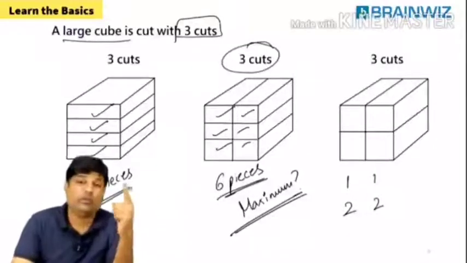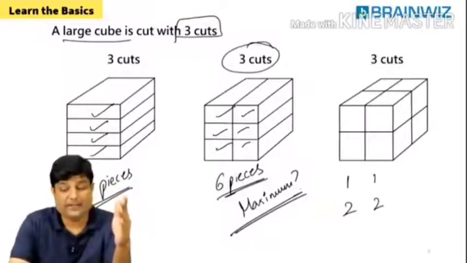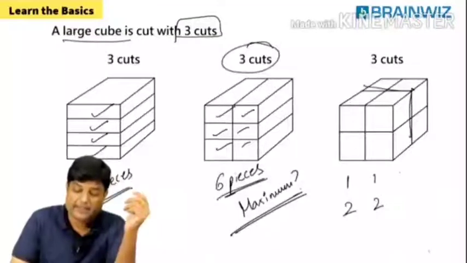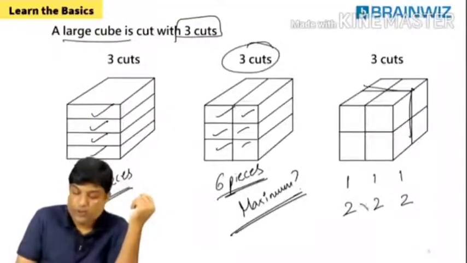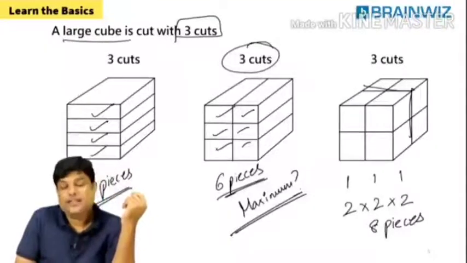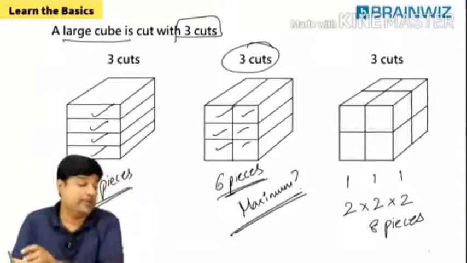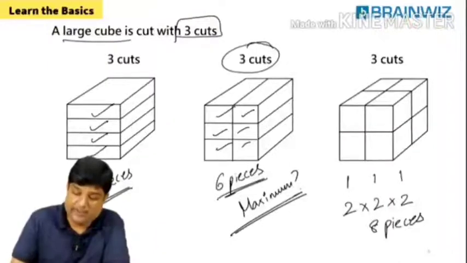Okay. Now 1 more cut is there, but this time I'm slicing in a Z axis. From top I'm slicing like this. With 1 more cut, 2 pieces. Tell me, 2 into 2 into 2 is what? 8 pieces. Are you understanding, students? 8 pieces. Are you sure, everybody? Do you think these are 8 pieces?